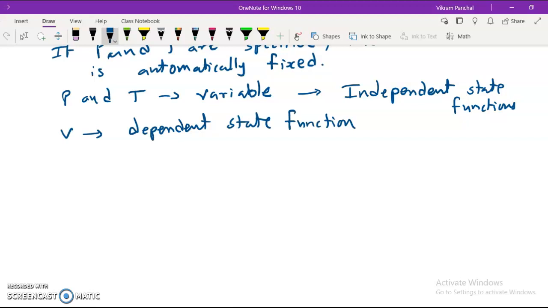So an important characteristic of a state function is that when the state of a system is altered, the change in the variable depends on the initial and final state only. Okay, it does not depend on the route by which the initial state and final state are reached. And this is very important, that we have to express any system with pressure, temperature and volume.